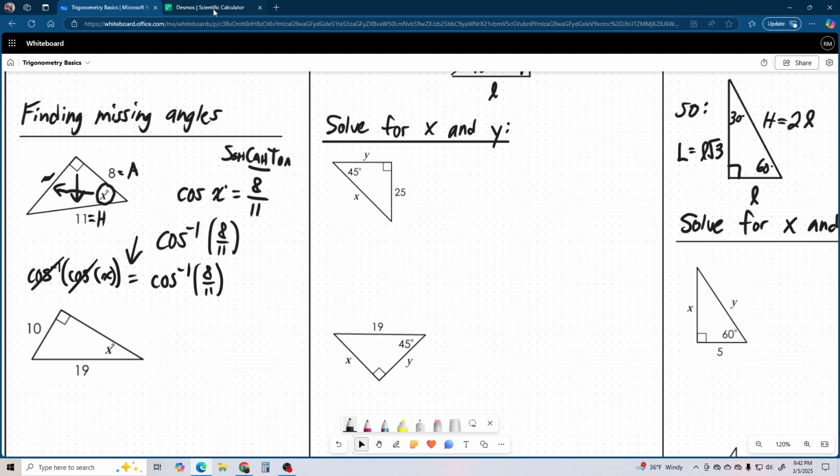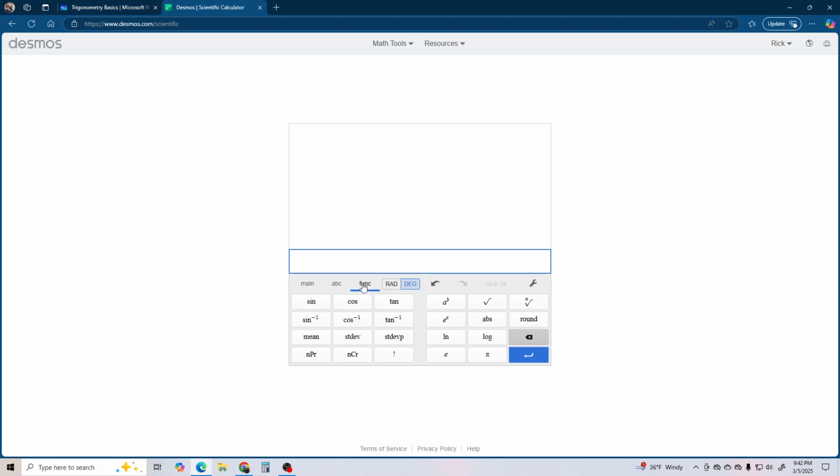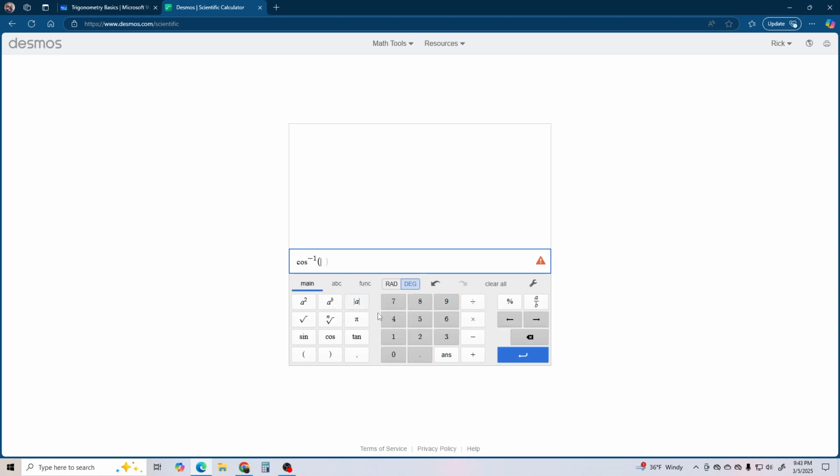So if we go back to our scientific calculator here, clear this out. When you go to cosine here, you'll have to use your second feature, usually on your calculator. So if you click on function, it's this negative one cosine sign, right? And then we have 8 over 11. So let's go back to our numbers here, 8 over 11. And you'll notice that we get, make sure it's in degree mode. This is very important.